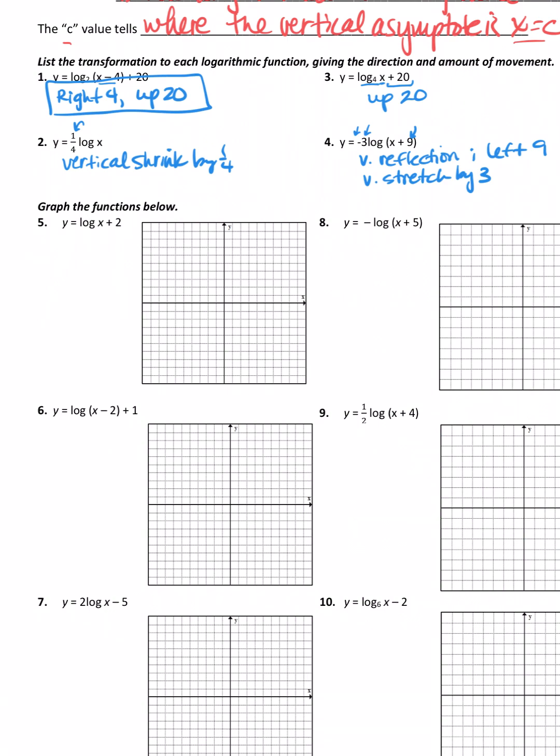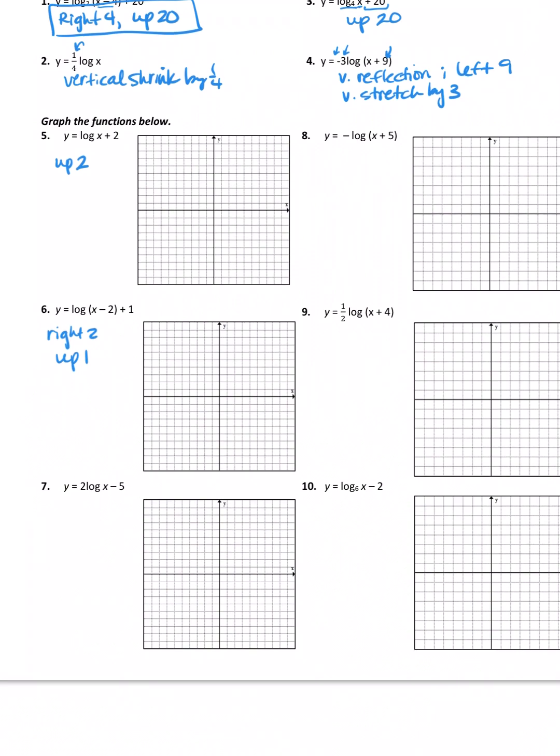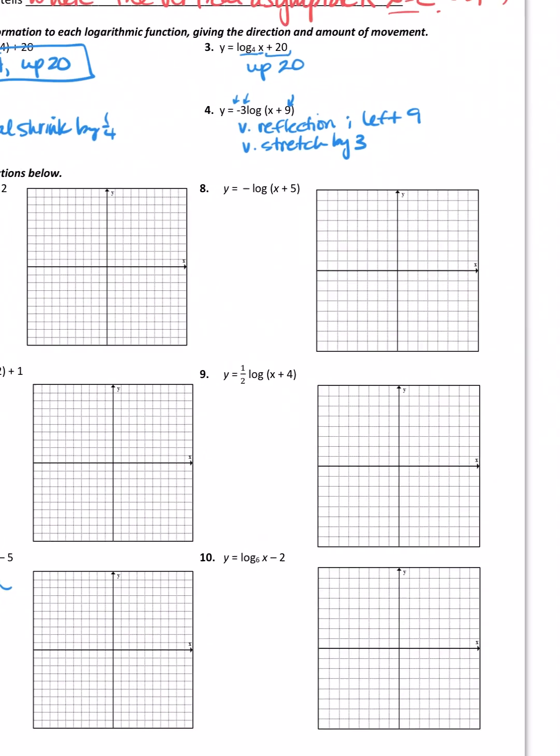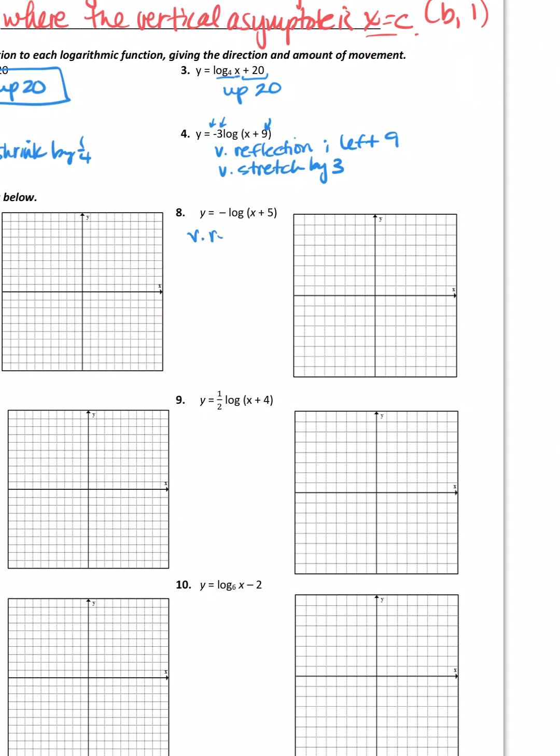On number 5, look what's happening. That plus 2 is moving it up 2. Number 6, the x minus 2 means it's moving right 2. The plus 1 is moving it up 1. 7, that 2 is a vertical stretch by 2. The minus 5 is moving it down 5. Number 8, the negative is a vertical reflection. The plus 5 is in parentheses, so it's opposite logic. It's moving left 5 units. Number 9, that 1/2 is a vertical shrink by 1/2, and the plus 4 means it's moving left 4.